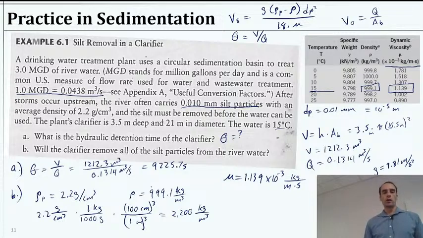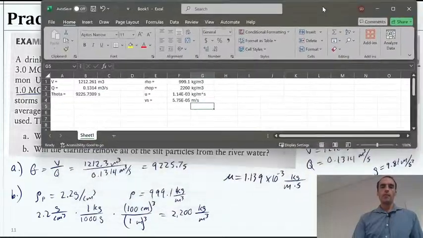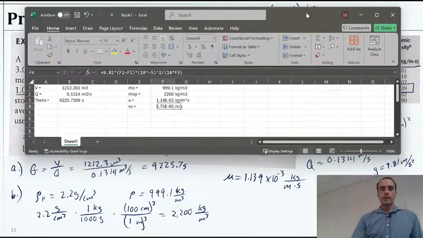The density of the water was the lookup. That's 999.1 kilograms per cubic meter. With that, and with the dynamic viscosity at 1.139 times 10 to the minus third, everything should be in place at that point to calculate the sedimentation velocity, which I will do with you here. Actually, I've already done it. So I've got all those pieces, and we're going to get a value in meters per second. That should be 5.75 times 10 to the minus 5th meters per second.